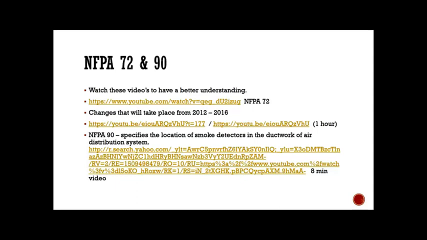There were lots of changes that took place from 2012 to 2016, so the second video will show you that. And then NFPA 90 really specifies the location of smoke detectors in the ductwork of air distribution systems. Later on you're going to learn a little bit about how the MGM Grand Hotel fire came to be in Las Vegas, because the smoke and toxic fumes went all through the ductwork. So take time to look at the videos and then log back on and get back into here.